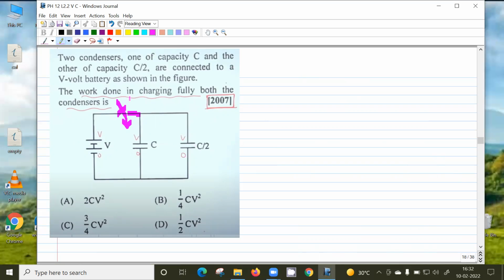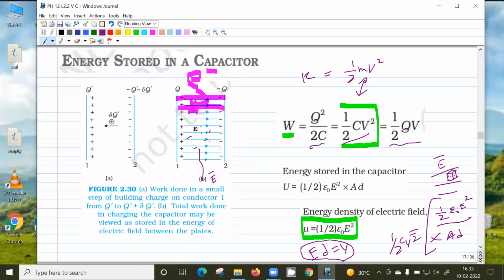Once I close the switch, there will be a transient state. After that, it will be steady, and there will be some charge here, say Q1, and here the charge will be Q2. So you have to find the work done to fully charge both the condensers. Try this one. Option 3.